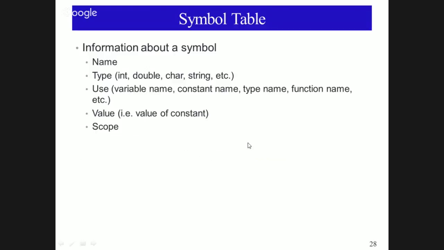So value is really just for the value of a constant. All the other values change dynamically in the program. I don't store them at compile time. And that's where you have the type and the use.